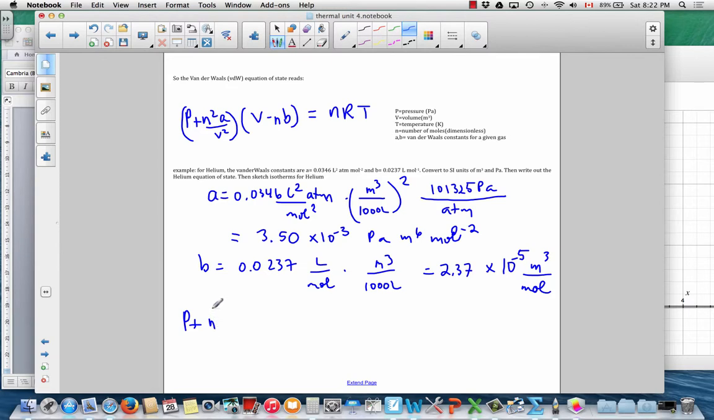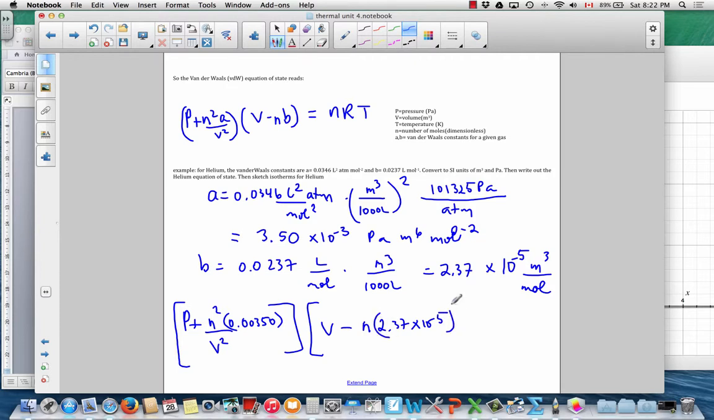So the van der Waals equation of state for helium is going to be pressure plus n, the number of moles, just like before. V is the volume that the gas has to move around in, just like before. And then we have this constant here, 0.00350. That's the A constant. I won't put the units in. Then we've got V minus n, the number of moles, times 2.37 times 10 to the power negative 5, that's the B constant, equals nRT. And that will be the equation of state for helium.